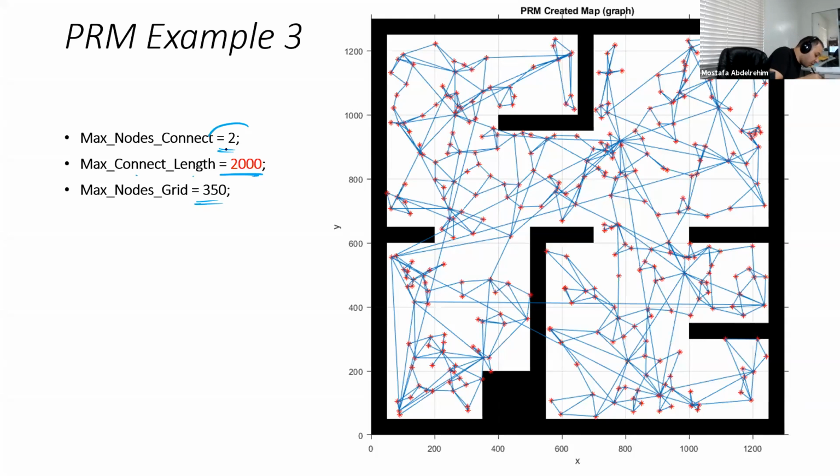Again, we only connect to 2. But the maximum connection is 2000. So look at this. You see this edge, guys? There are very lengthy edges. Let's use another color to make it clear for you. We have now very long edges like this one, like this one. Also this one here. This one. These are very long edges.